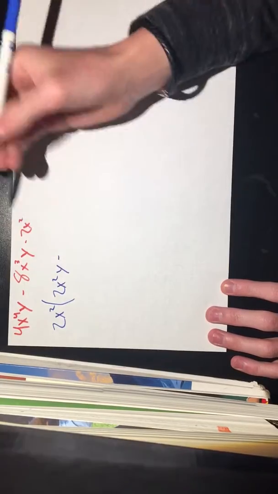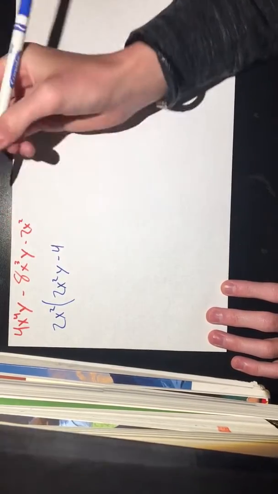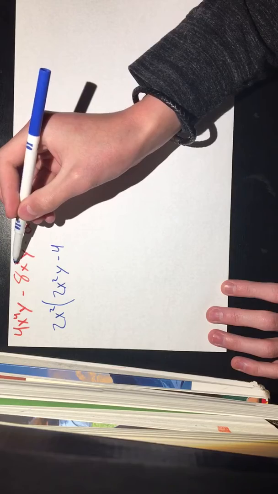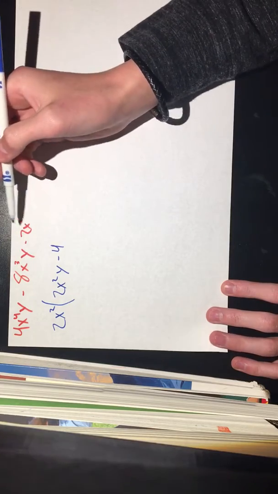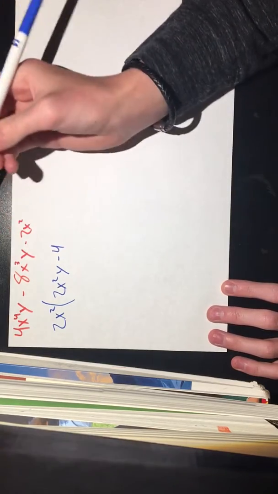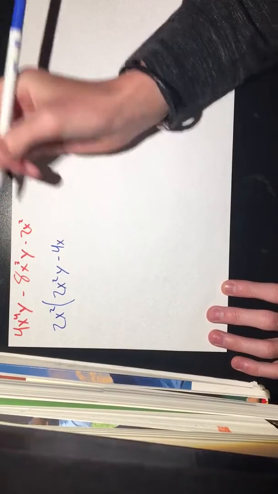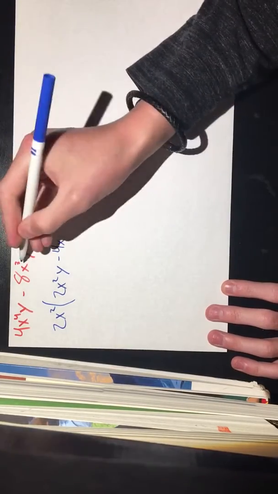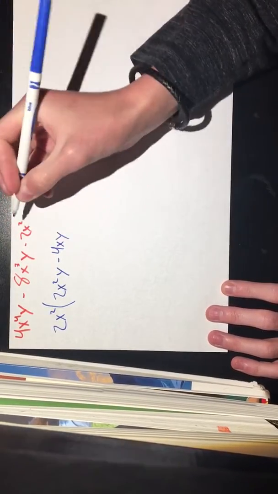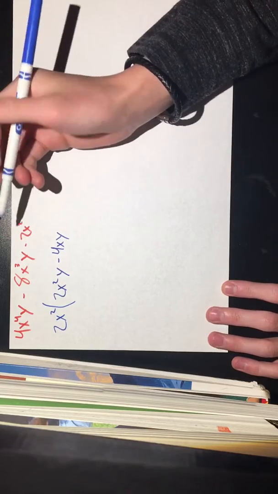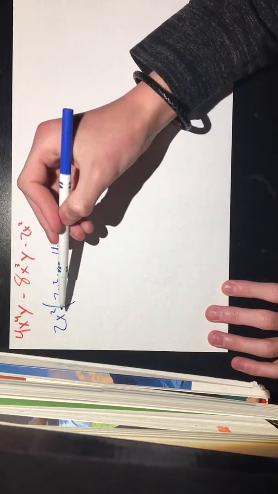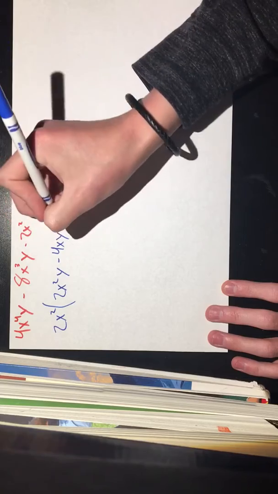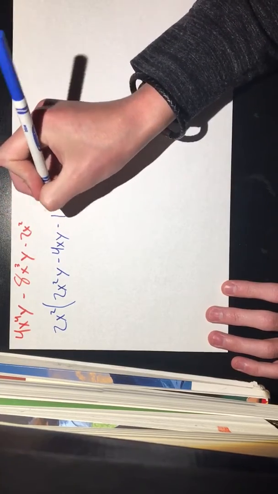And then 8 divided by 2 equals 4. And then our x cubed divided by our x squared equals x. And then we still have our y term there. And then negative 2x squared divided by our 2x squared is just equal to 1. So we'll have a minus 1 here.